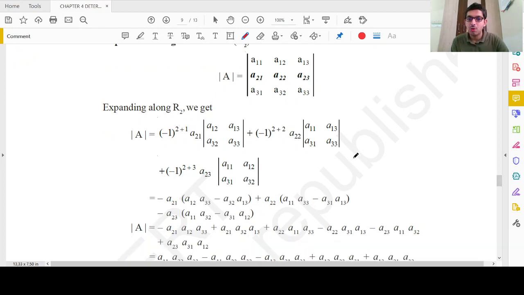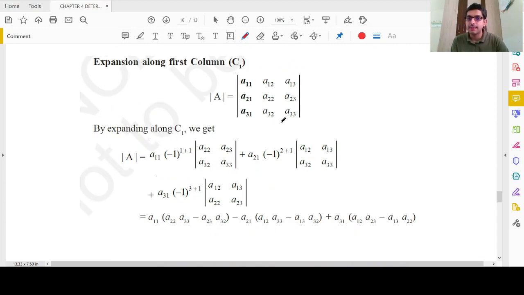So using any row or any column, the determinant can be expanded, but the value of the determinant will be unique. It's not like you expand using any row or any column and you get different values. The value of the determinant will always remain unique.